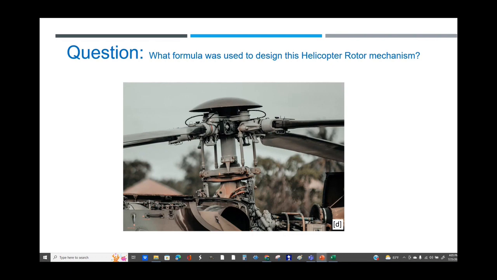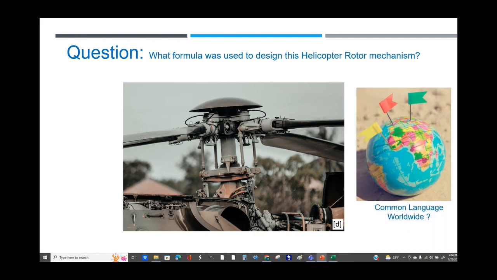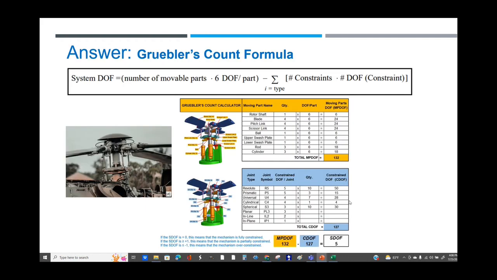For example, if you see a helicopter rotor, the reason why I like to choose a helicopter rotor is that it's the most complicated and controllable mechanism that actually flies. So if Gruebler's count works on this mechanism, then it should work on every mechanism. And obviously we want it to be a common language around the world, just like the cantilever beam.